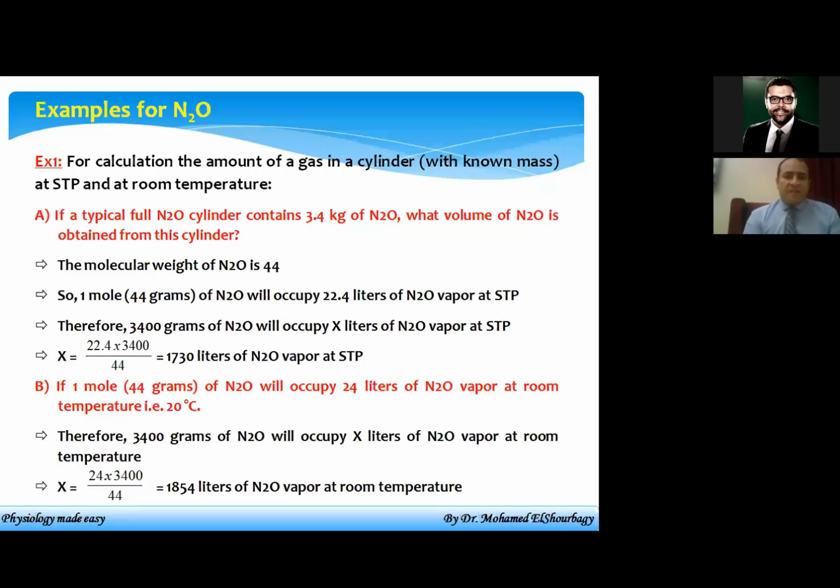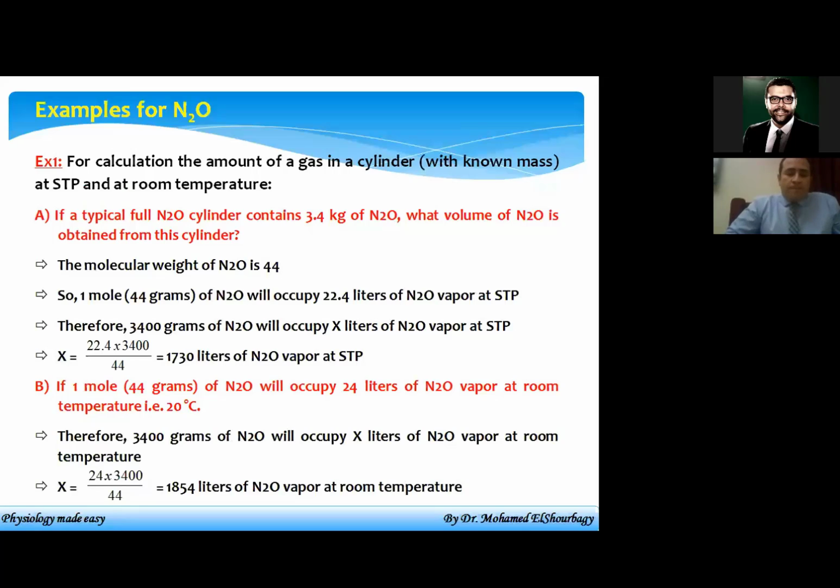A: if a typical full nitrous cylinder contains 3.4 kilograms of nitrous, what volume of nitrous is obtained from this cylinder? The molecular weight of nitrous is 44, so 1 mole, 44 grams of nitrous, will occupy 22.4 liters of nitrous vapor at STP. Therefore, 3,400 grams of nitrous will occupy X liters of nitrous vapor at STP. So the new volume will be about 1,730 liters of nitrous vapor at STP.